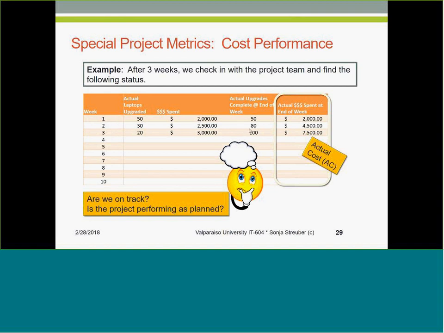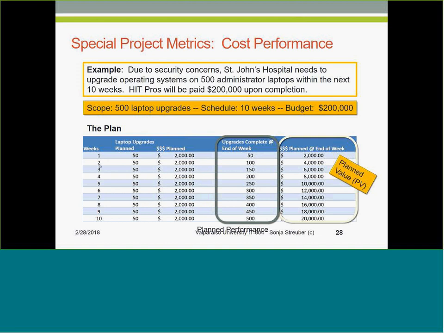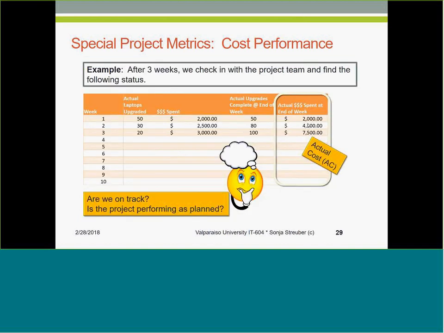Whereas that was our goal, our plan, and here, right? Our plan was to upgrade 100 laptops at the end of the second week, and $2,000 cumulatively, right? And we're at the end of the third week, upgraded our 100 laptops, so we are 50 laptops behind already, and spent $7,500. That's the actual cost.